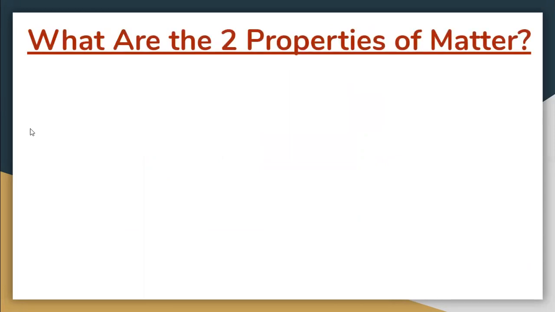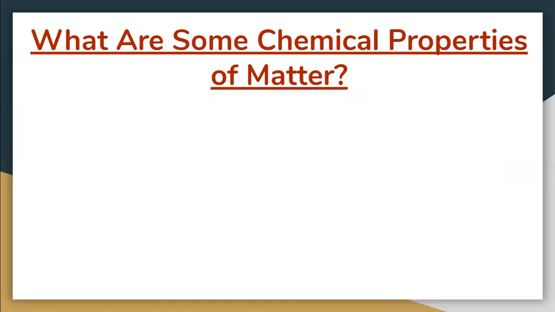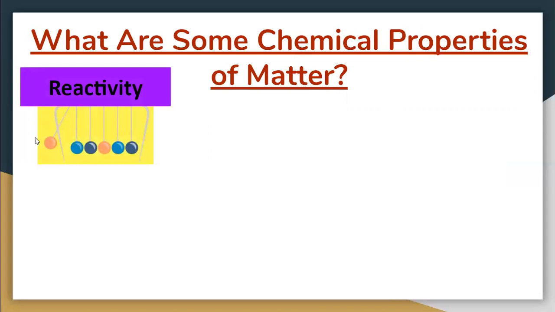Okay, what are the two properties of matter? We talked about physical properties. The second is chemical properties. A chemical property is a characteristic that describes something's ability to become something else. So what does that mean? Here are some chemical properties.